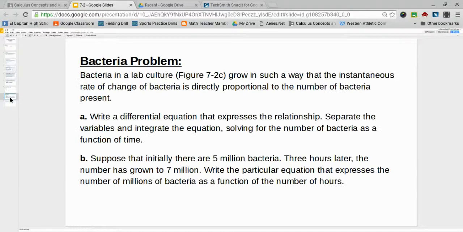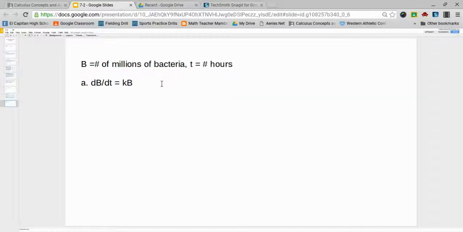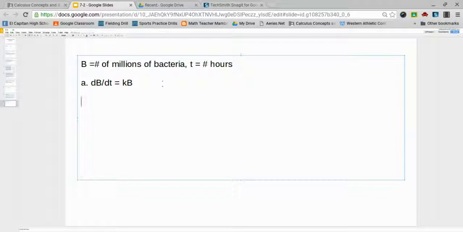And I keep clicking on the wrong slide, sorry. The next part, so that right there is my differential equation that expresses the relationship. And now the second part of part A says separate the variables and integrate the equation. So again, separating the variables, I want b's on one side and I want t's on the other. So dividing and multiplying, I would come up with db over b equals k times dt.